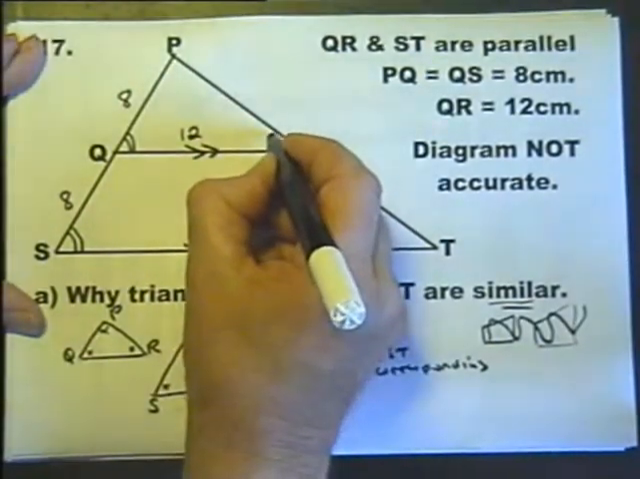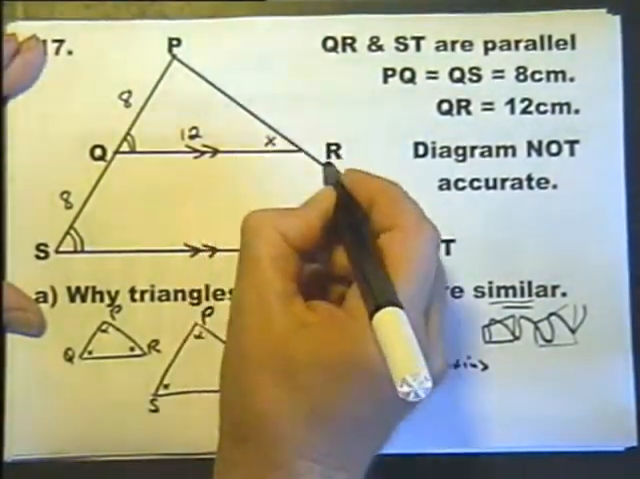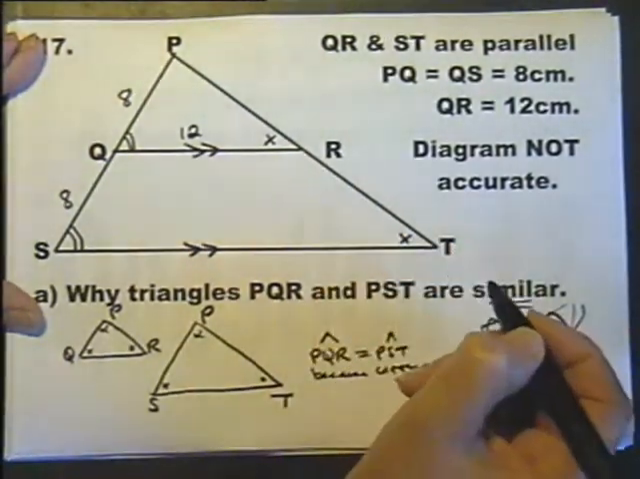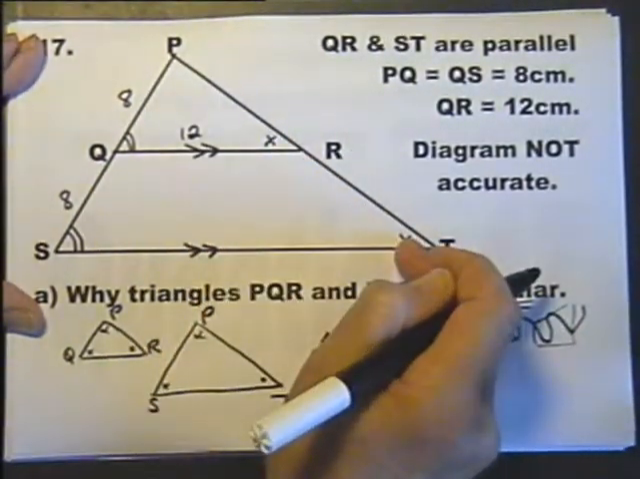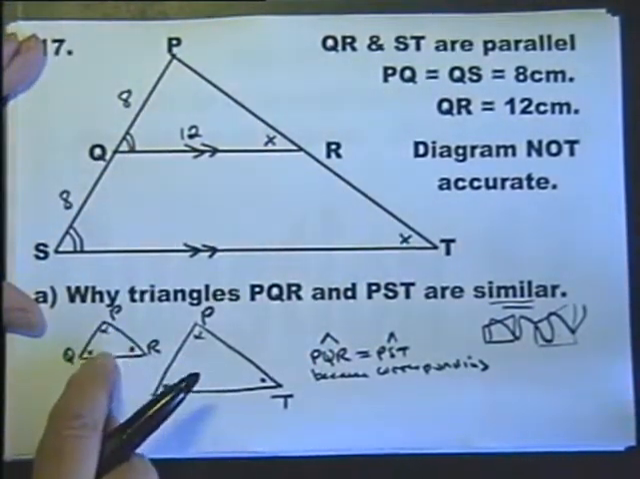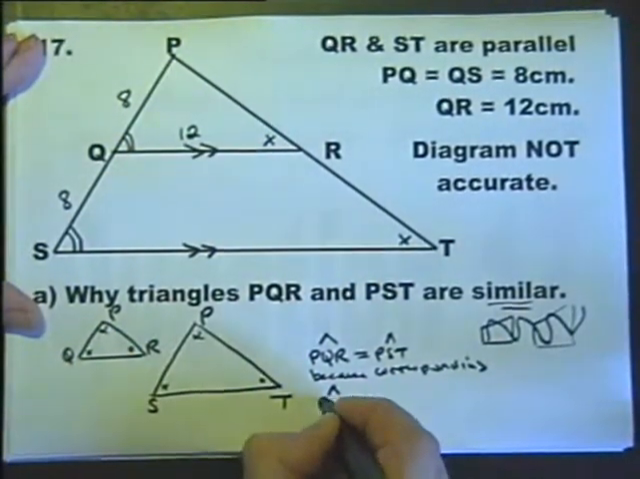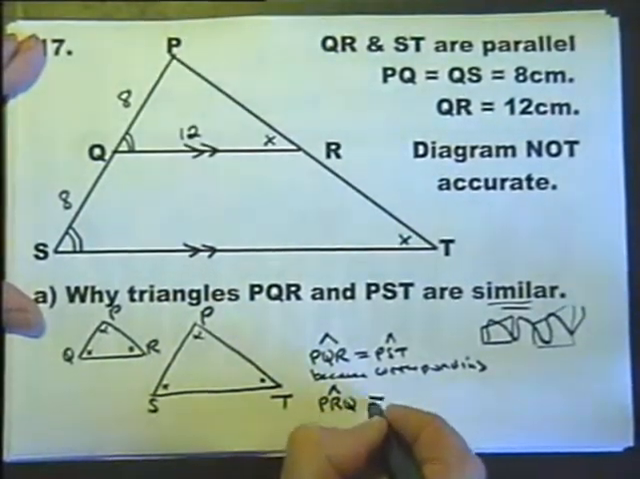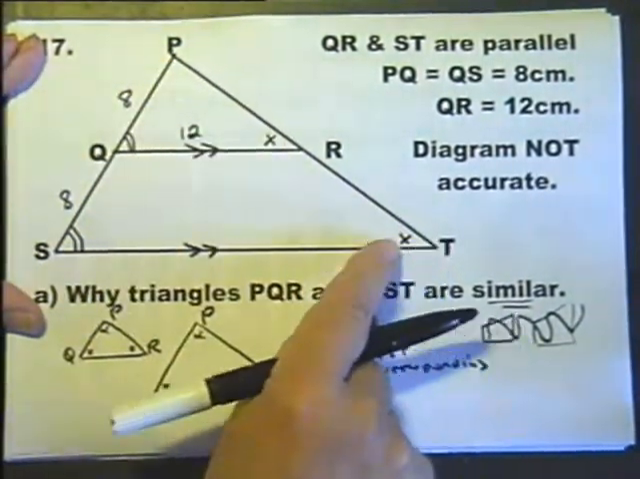Similarly, this angle here equals this angle here, because they're corresponding. Angle PRQ equals angle PTS.